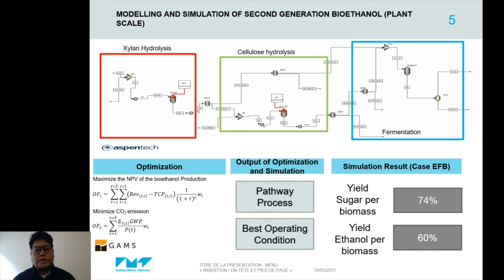After the simulation has been conducted, the optimization will be considered by using objective functions of maximum NPV of bioethanol production and the emission of CO2. The emission of CO2 takes into account the plantation of palm oil trees until the production of bioethanol. We will be using GAMS as the solver to elaborate these two objective functions mentioned earlier in order to get the best pathway and operating condition for the production of bioethanol. In current results, the bioethanol production for EFB is at 74% sugar yield with 60% ethanol produced per biomass.